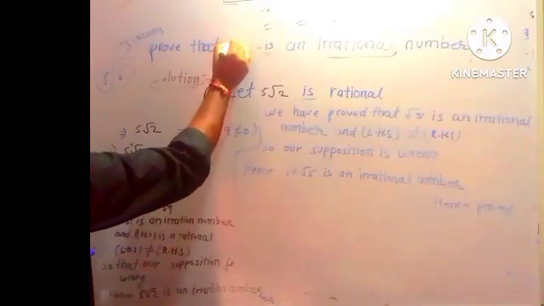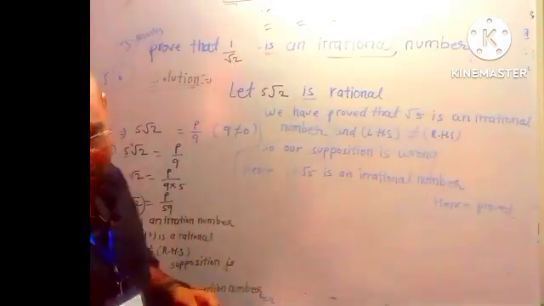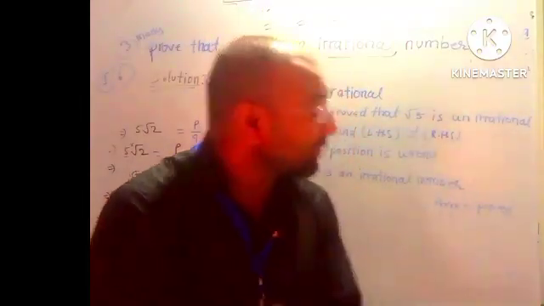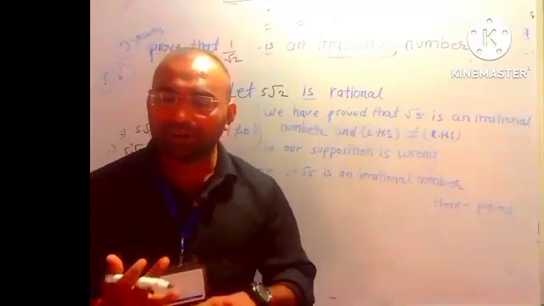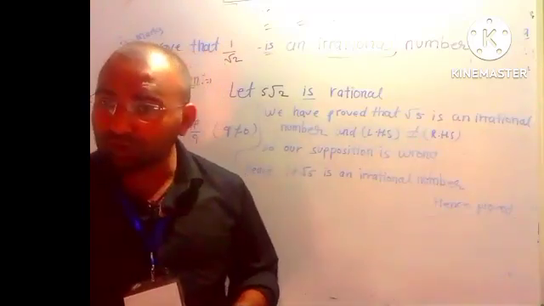If the number is like this, 1 divided by root 2, 1 divided by root 2. So how to solve this one now? 1 divided by root 2. Okay, first of all, these 3 methods are clear. First method, second method, third method. Yes, sir. For 3 marks and 5 marks. Okay, for 3 marks and for 5 marks. You can solve, right? Yes, sir.